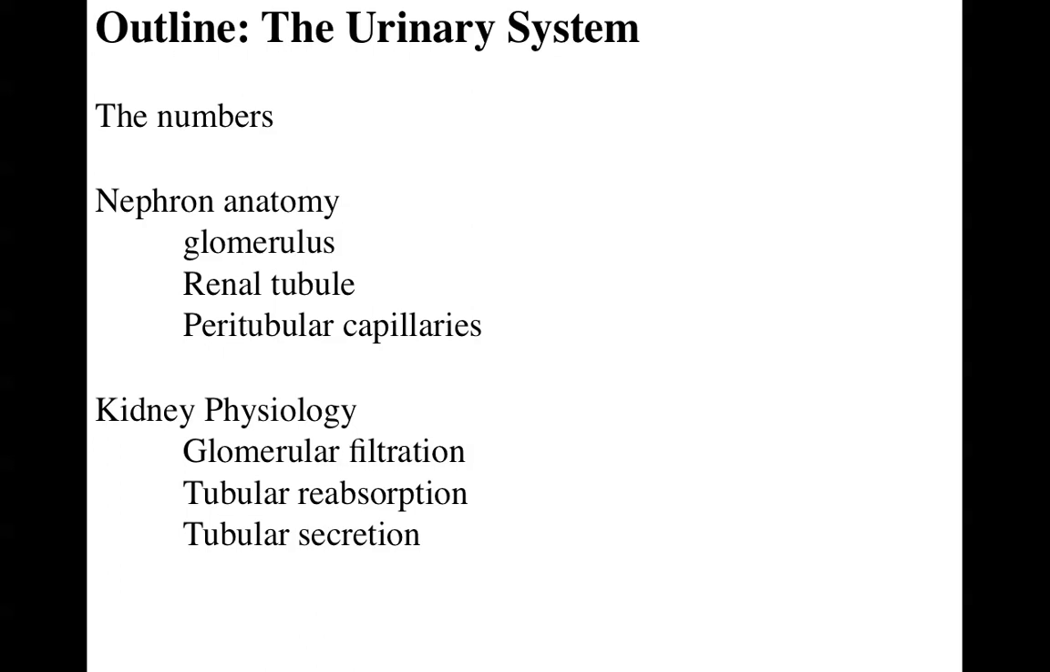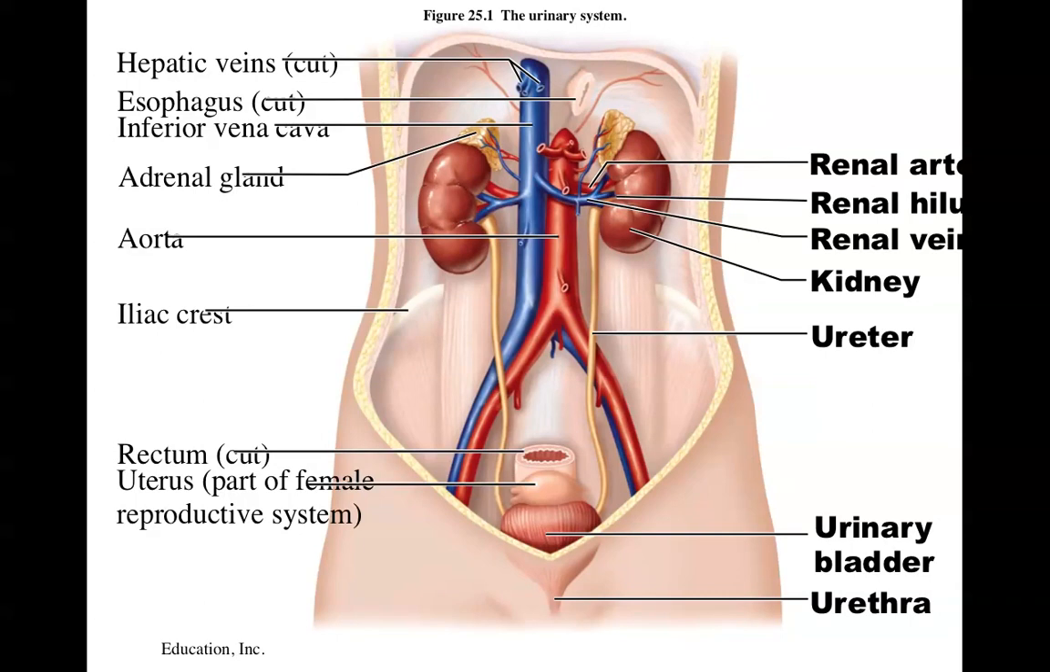So as far as the numbers go, 180 liters per day of fluid is filtered through the kidneys. 1% of this is going to leave the body as urine, which means that 99% of it is actually going to be returned to the blood, and to the body in general.